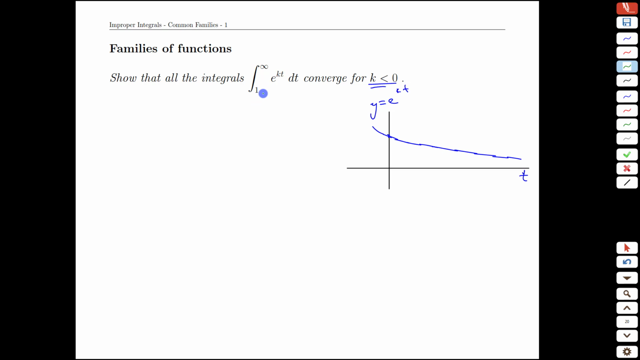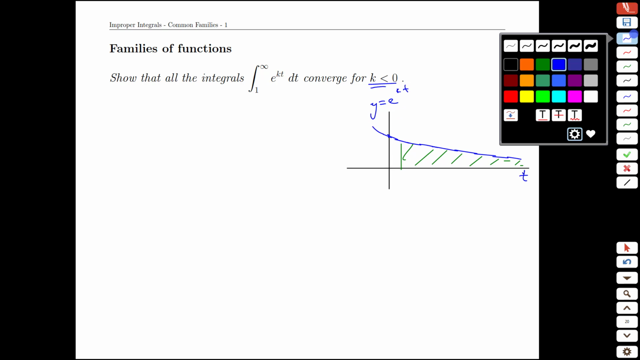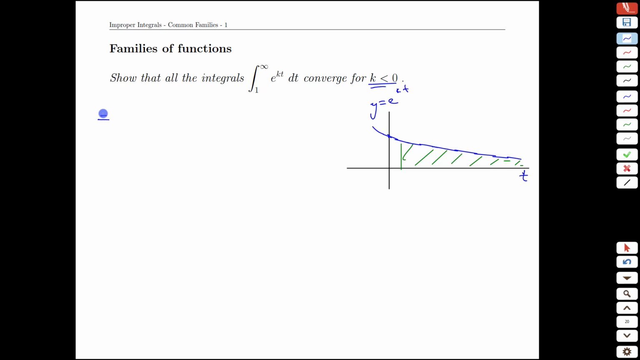And in this case here, we're going from 1 in t all the way out towards infinity. And so what we're talking about is the region underneath the exponential curve from here to here if it's an exponential decay. Fortunately, this is straightforward to compute, even with that k in there.